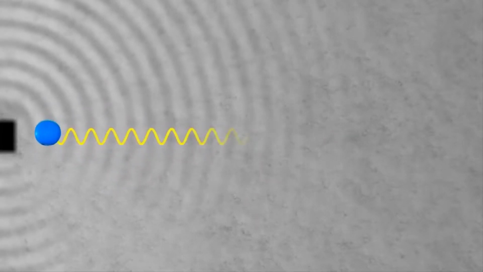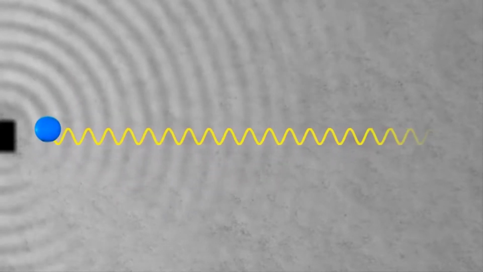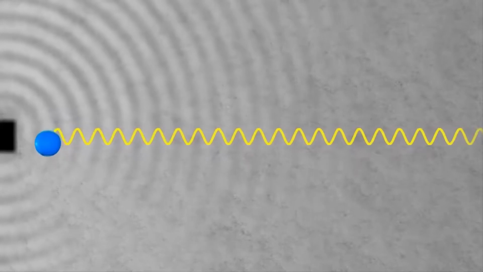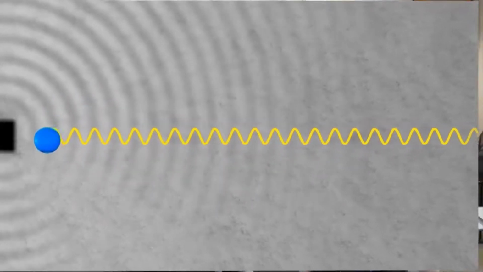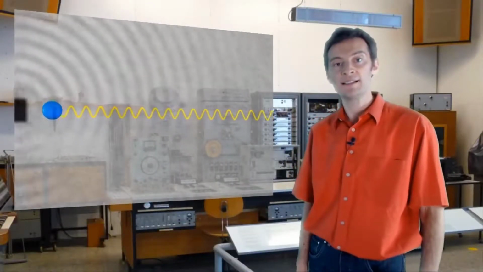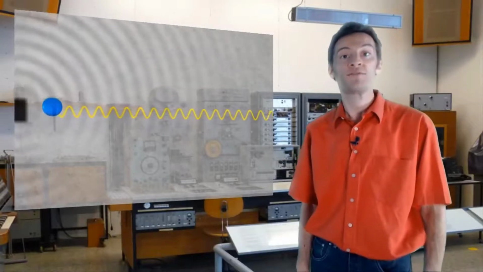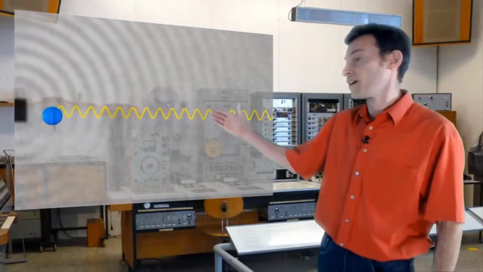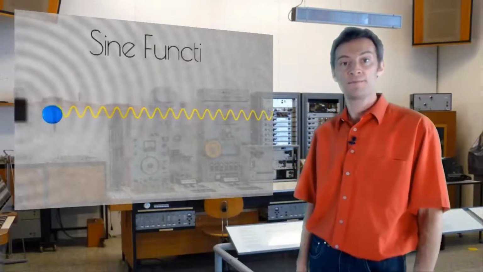Now if we draw a line showing not only the current position of the ball, but where the ball was a moment ago, and a moment before that, and a moment before that, and so on, we can actually draw a representation of the sound waveform. How could we represent this line mathematically? Well, it just so happens that there is a mathematical function that looks very much like this simple wave shape. That function is called a sine function.